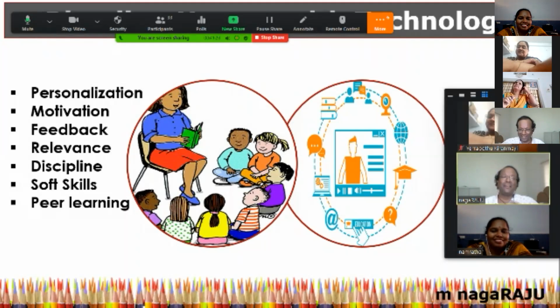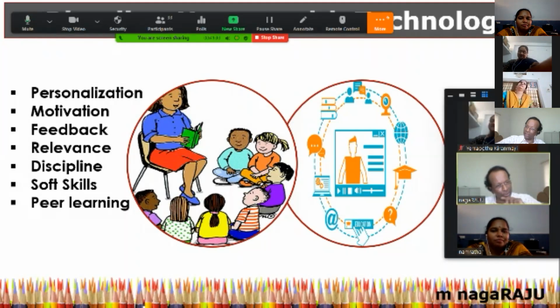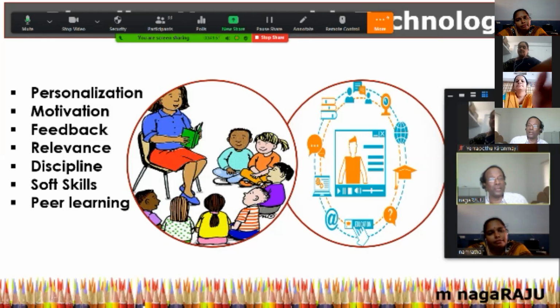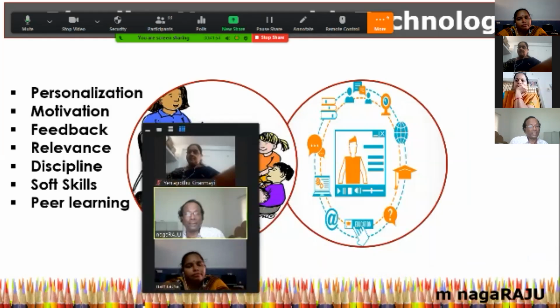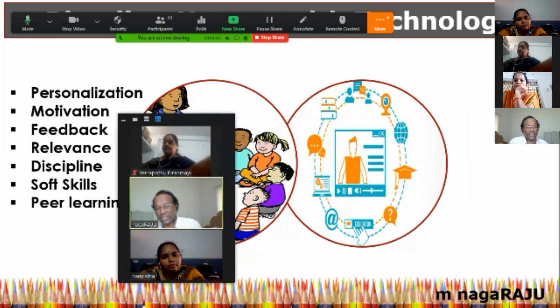So relevance. Right? You can relate it to the classroom situations and your students. Discipline, right? Everybody does everything according to a system. Soft skills can be taught because students follow their teachers, right? The students imitate their teachers. If you have good manners, your students are likely to have good manners. And learning from each other, peer learning, all these are advantages of the first kind, that is the traditional kind, or the brick and mortar class.